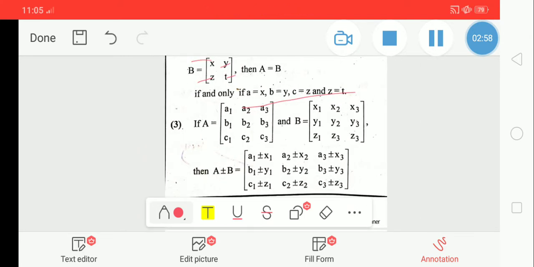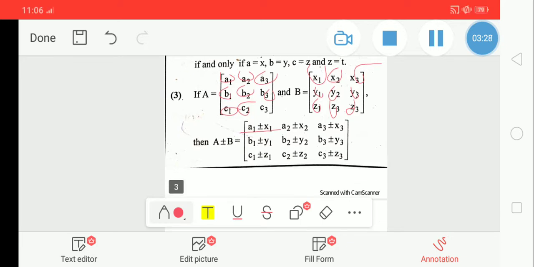Now here, addition and subtraction of matrices. Now addition and subtraction: here A plus or minus B means A plus or minus the corresponding element. Here also the same, add first row, first column. Now here also the same addition. So in this way we add and subtract two matrices.